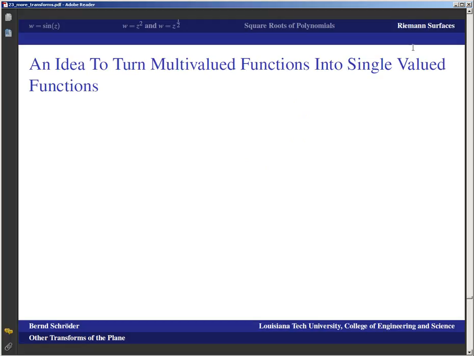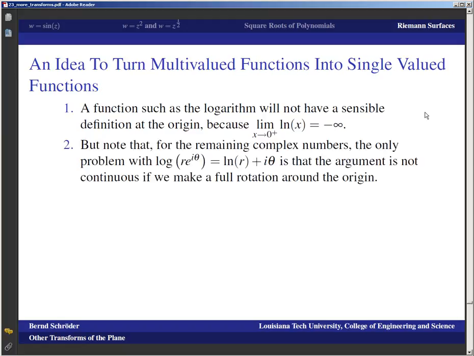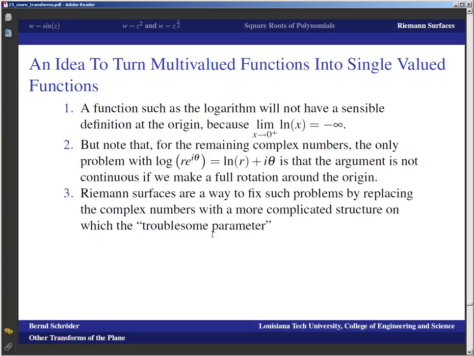Riemann surfaces are a huge subject that also connects complex analysis with differential geometry, and they're basically an idea to turn multi-valued functions into single-valued functions. A function like the logarithm, for example, will just not have a sensible definition at the origin, because no matter what we do, the logarithm goes to -infinity as x goes to 0 from the right side. But for the remaining complex numbers, the only problem with the logarithm really is that the argument is not continuous once we rotate around the origin one full rotation.